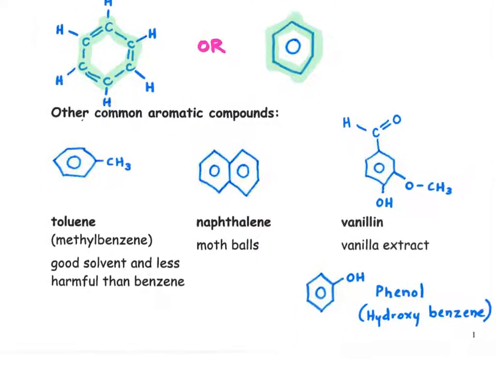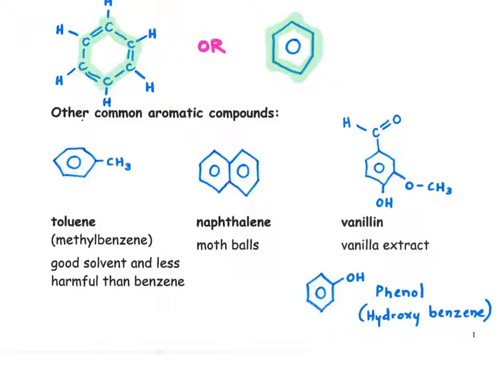Some interesting molecules to be aware of. One is toluene, that's its common name. The IUPAC name is methylbenzene. This is used in industrial applications, and the presence of the methyl on the benzene makes that compound less harmful than benzene. Both are used as industrial solvents.